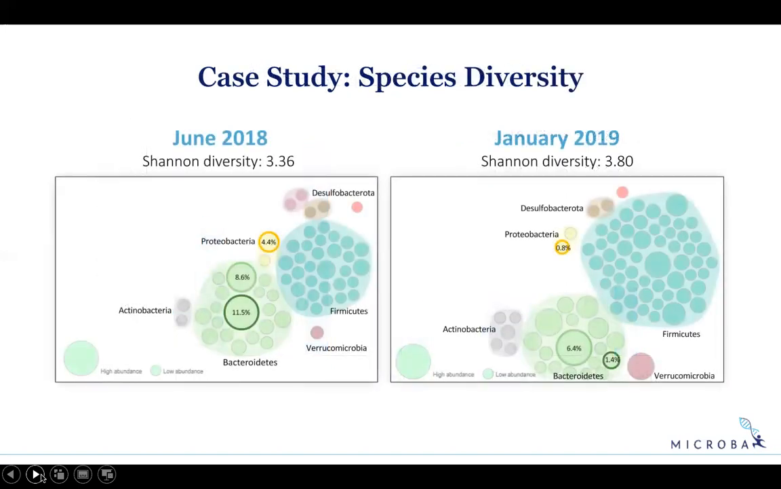If we have a quick look at the changes to her microbiome profile, so looking at June 2018, we can see her diversity, or her Shannon index, was 3.36. Generally, anything around 3.5 to 4.5 is considered to be an ideal or optimal result, similar to our healthy group controls. There is definitely some dominance occurring in the Bacteroidetes phylum. That particular species was Prevotella copri.